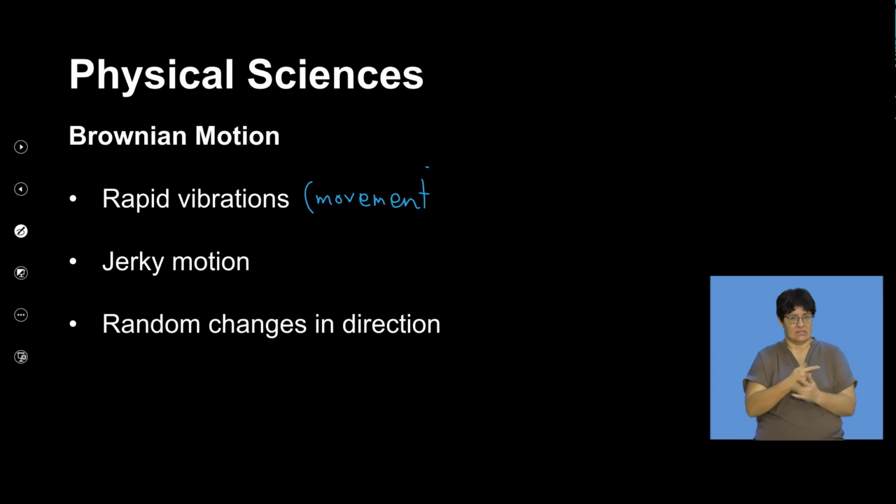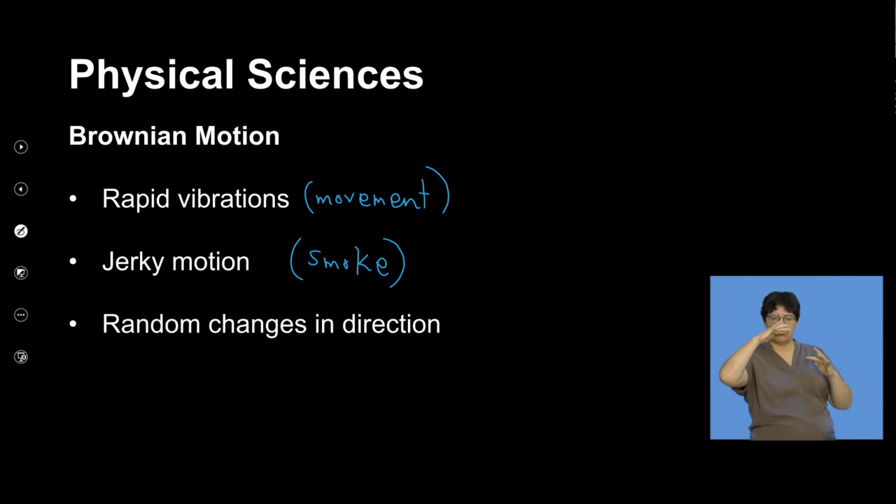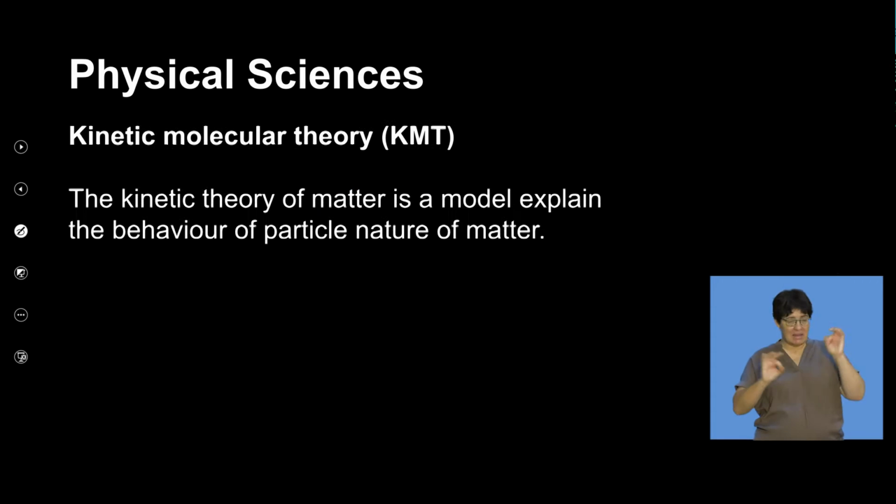So the vibrations are actually the movement of particles, and then there's this jerky motion that you'd also observe with smoke as a practical example, an everyday observation. And then there's also a random change in the direction of movement of particles. The random changes in direction suggest that there is no order in terms of the direction in which the particles are actually moving. Right.